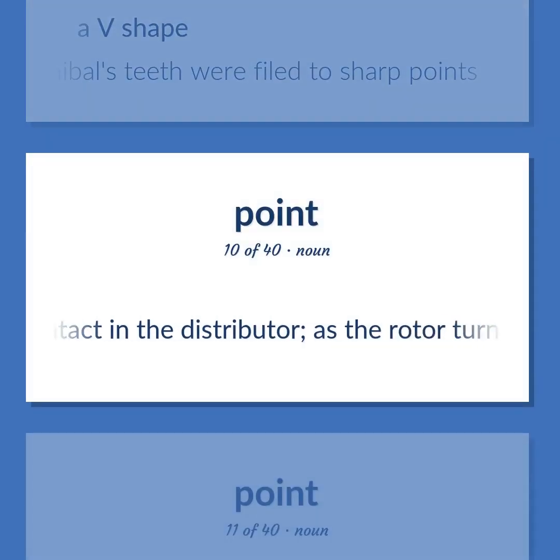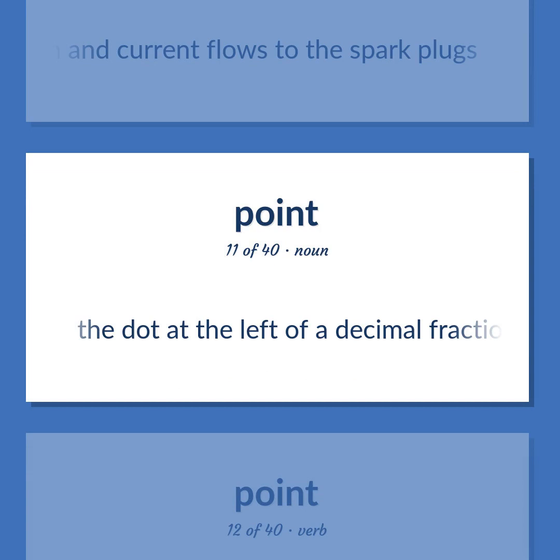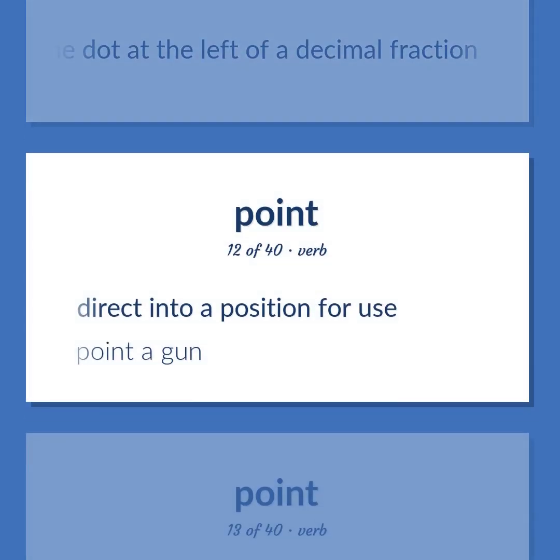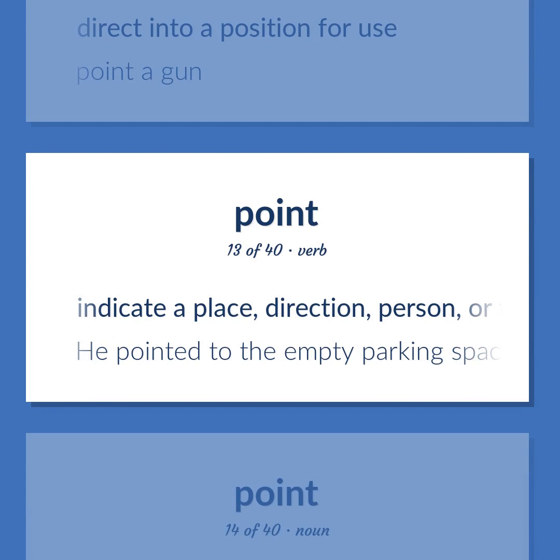A contact in the distributor. As the rotor turns, its projecting arm contacts them and current flows to the spark plugs. The dot at the left of a decimal fraction. Direct into a position for use. Point a gun. Indicate a place, direction, person, or thing, either spatially or figuratively. He pointed to the empty parking space.